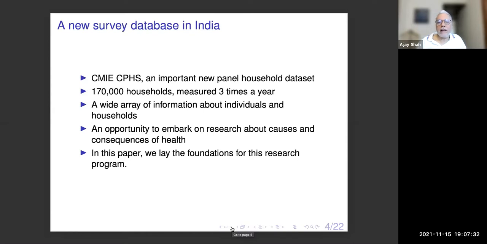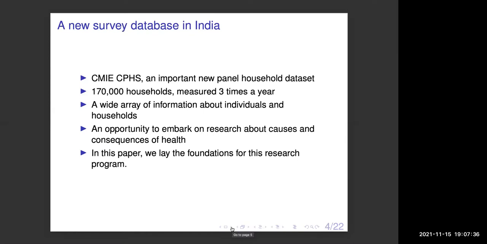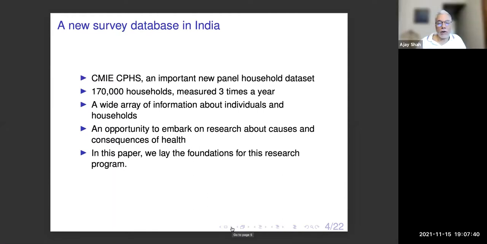We are working with an important new panel household data set in India. Okay, so for all of us who are medical research geeks or statistics geeks, we know the incredible power of longitudinal data. It is very powerful to see the same person across time. The CMIE CPHS is a large-scale panel, that is, a longitudinal household data set.